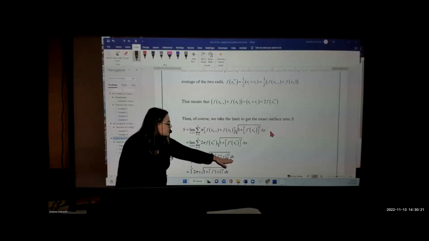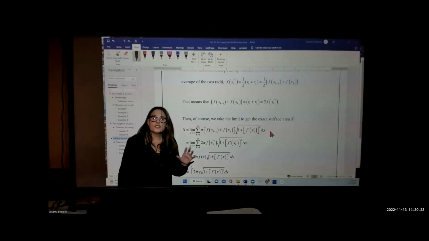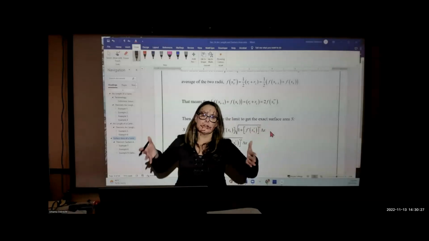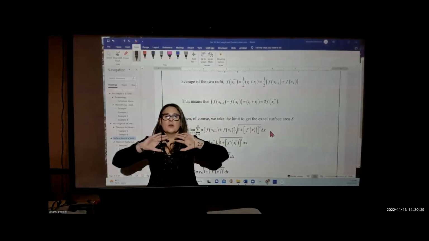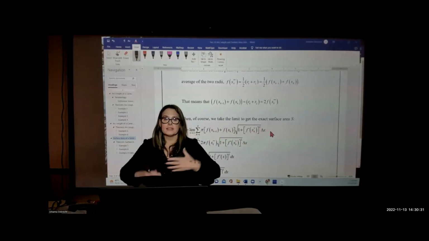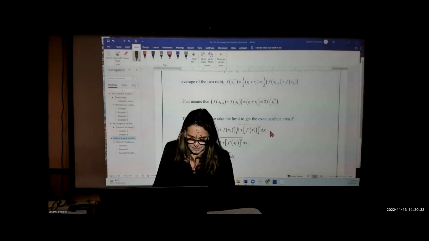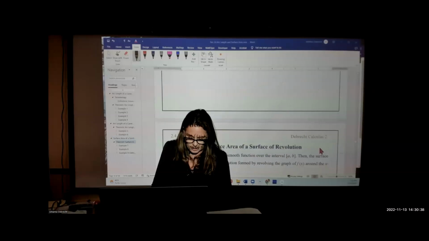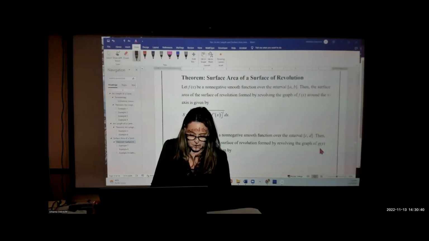So this gives us the formula for the surface area of that solid of revolution, not including the end caps, of course. So we're just talking about the surface itself, not the ends of it. So when we get this, here is our actual theorem.